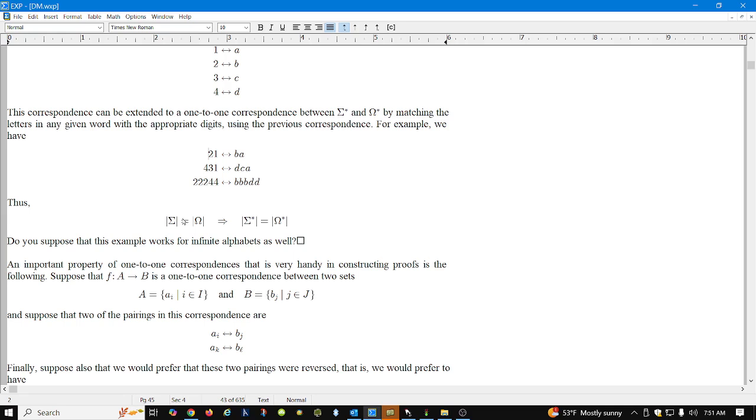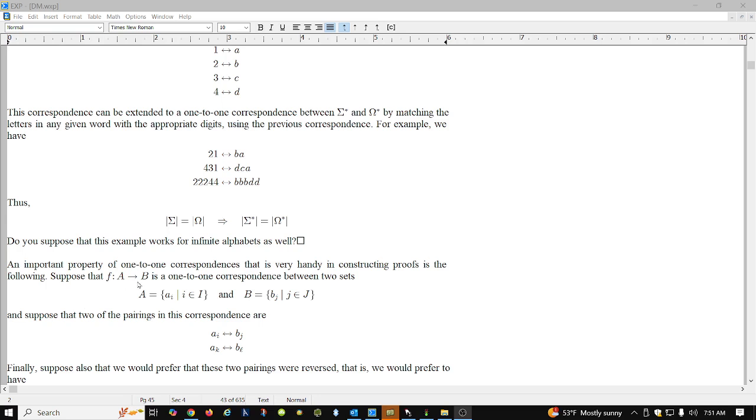This is an example for finite sets, and I'm going to leave it for you to ponder, does this work equally well for infinite sets? There is a very useful property of one-to-one correspondences that we will find handy a couple of times when we look at some proofs coming up. And it goes as follows.